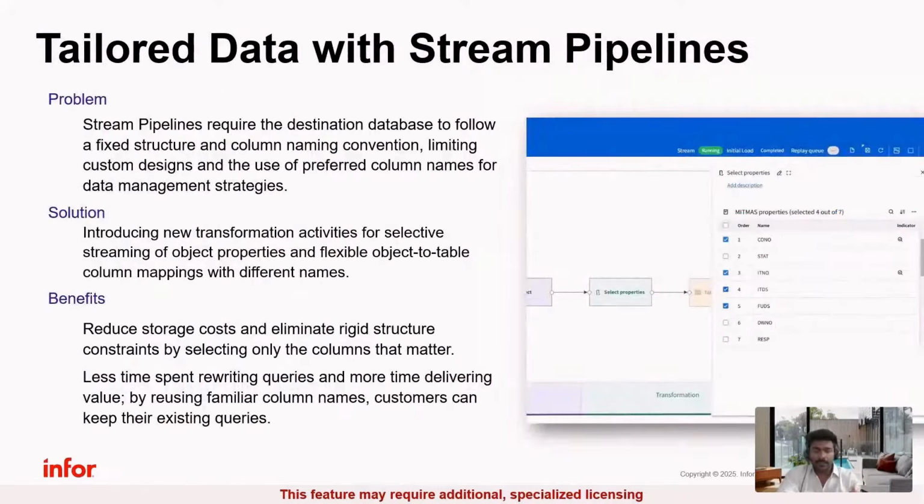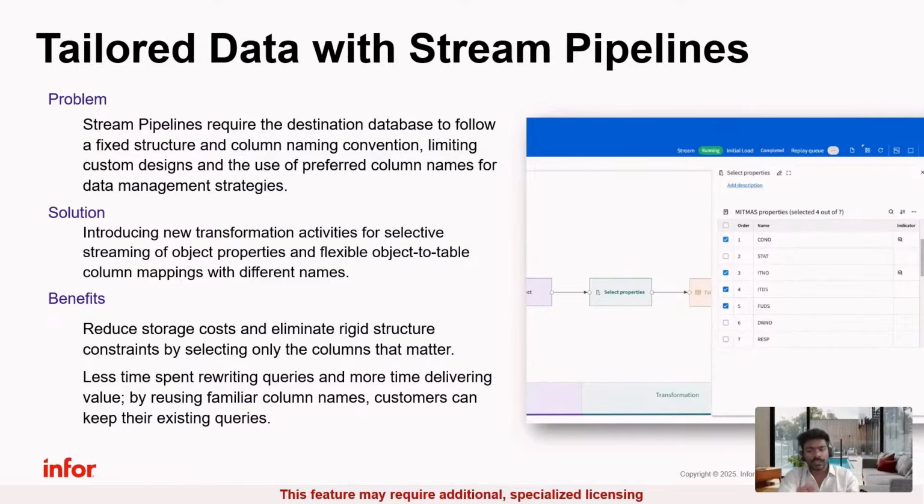So what is the new feature in stream pipelines? There was a problem before: stream pipelines required the destination database to follow a fixed structure and column naming convention, the same as in the source database. This limited custom designs and did not allow the usage of preferred column names for data management strategies. So we have two solutions for it.